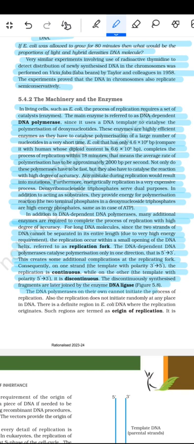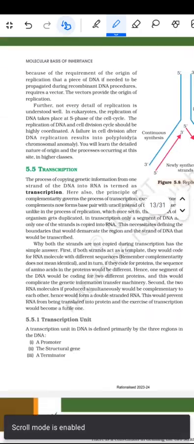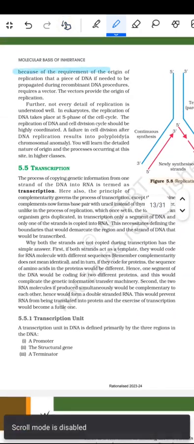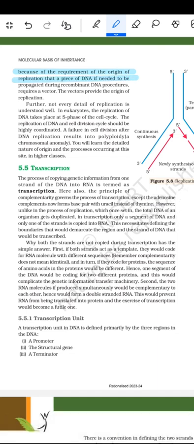The DNA polymerases on their own cannot initiate the process of replication. Also, the replication does not initiate randomly at any place in the DNA. There is a definite region in the E. coli DNA where the replication originates. Such regions are termed as the origin of replication. It is because of the requirement of the origin of replication that a piece of DNA that needs to be propagated during recombinant DNA procedures requires a vector. The vector provides the origin of replication.